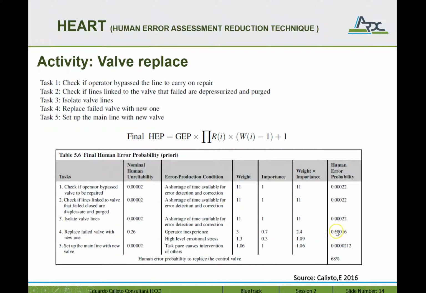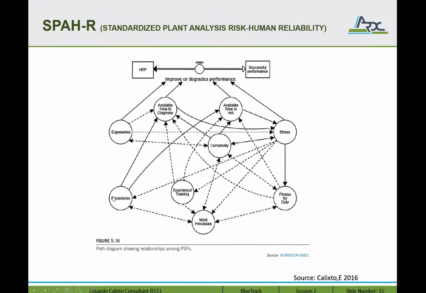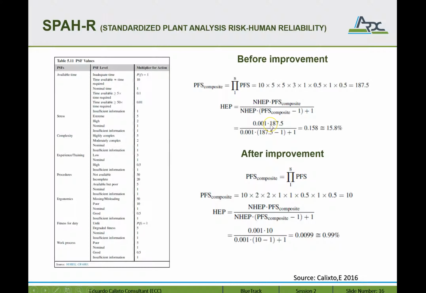As I mentioned before, here we have some references that we can apply and use some tables to define probability of error. Another one that, I think, is more simple is the Standardized Plant Analysis Risk Human Reliability. So again, this is the evolution, the second generation, that considers different performance factors to take into account the influence on human reliability. So here we have a table. Here we have only one table. So we have different performance shaping factors listed here, and the condition level of the performance shaping factors.